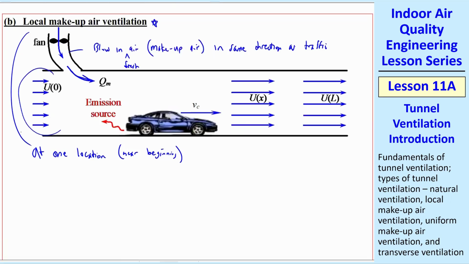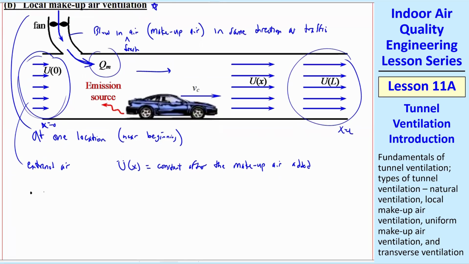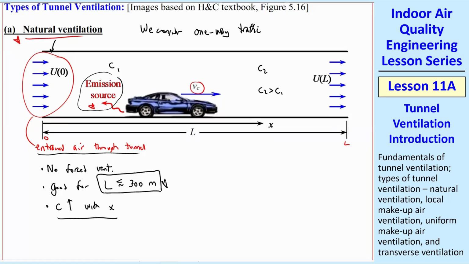Again, you have this entrained air. So as you're approaching the tunnel, if this is x equals 0 right at the beginning, and this is x equal L at the end, you have some air that's naturally coming through like the natural ventilation, but then we're adding some more air. So what that does is make the U increase. And once it increases here, it'll stay constant after the makeup air is added. These can be longer than natural ventilation because we've added some air to it, about twice as long. So these can go up to about 600 meters. And remember, for the natural case, they can only go up to about 300 meters.